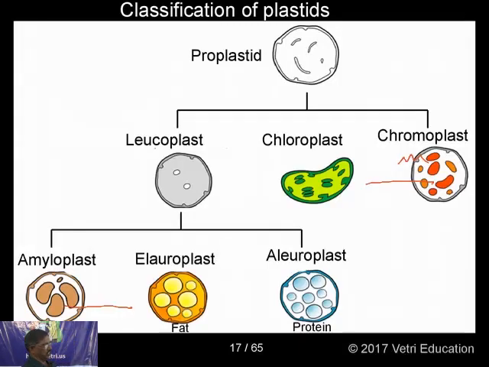Now, this diagram shows the different types of plastids. The primitive one, that is the beginning, is the proplastid, from which the different types of plastids originate. Leucoplasts are the colorless plastids. Chloroplasts are green colored plastids and chromoplasts are red and yellow colored plastids. Again, the leucoplasts depend upon the storage: amyloplasts store starch, elaioplasts store fat, and aleuroplasts store proteins. So, these are the different types of plastids and their functions.